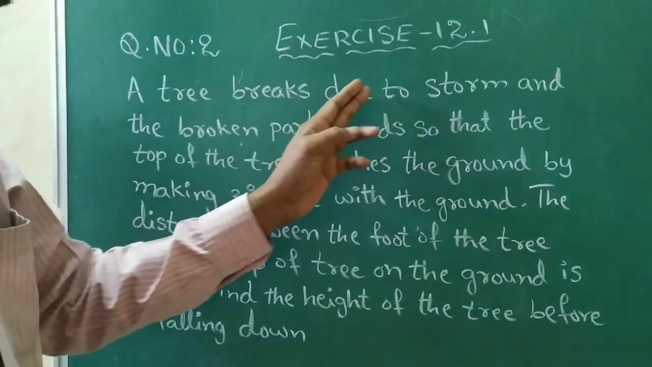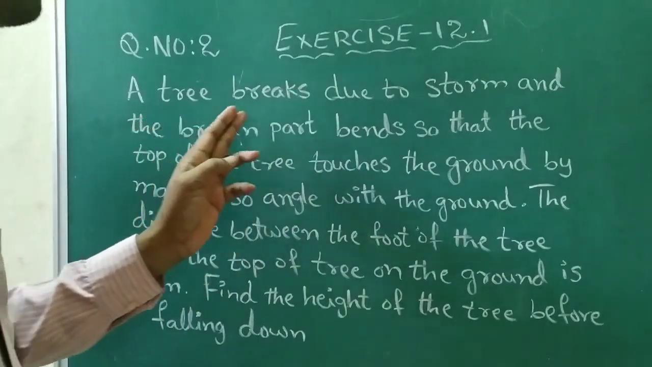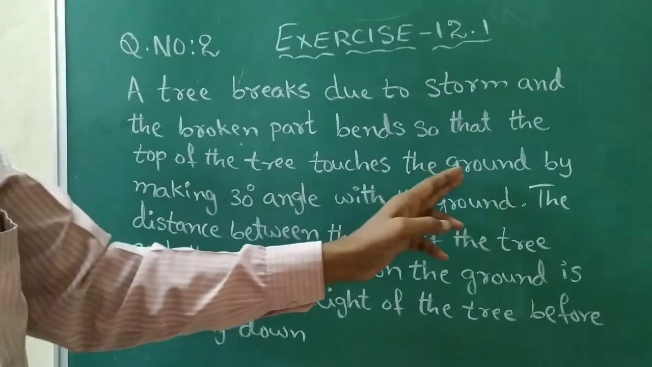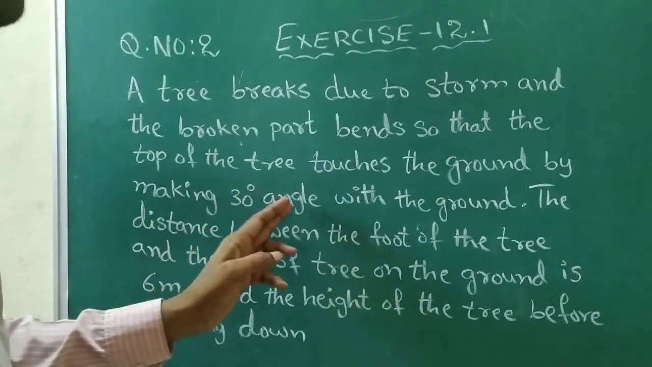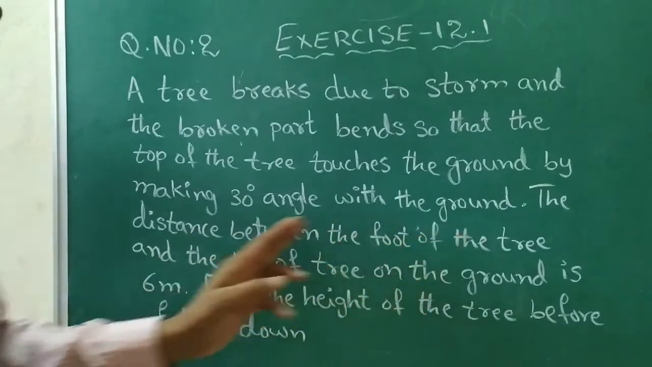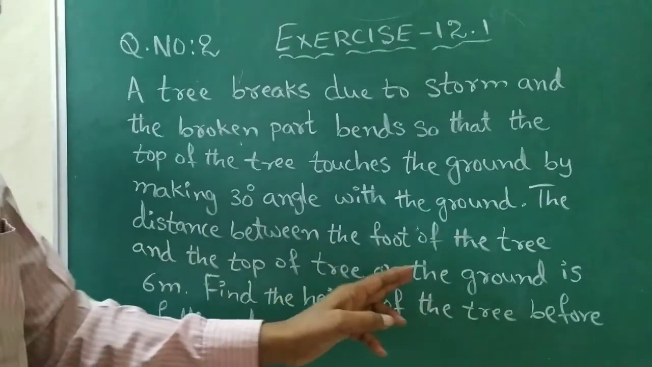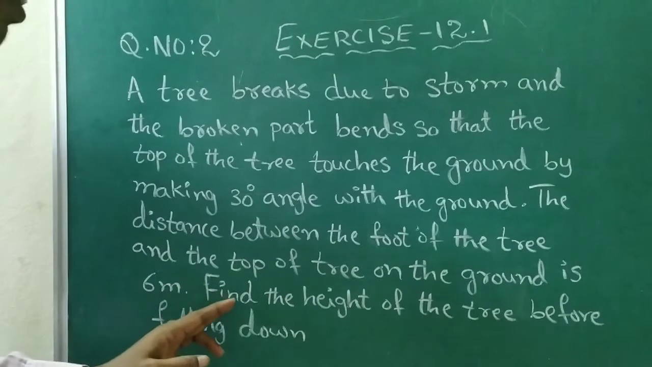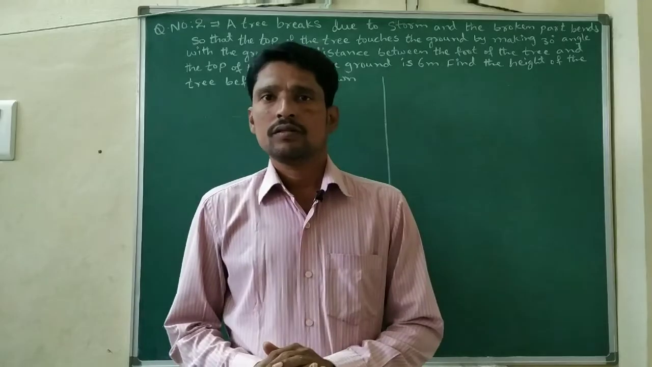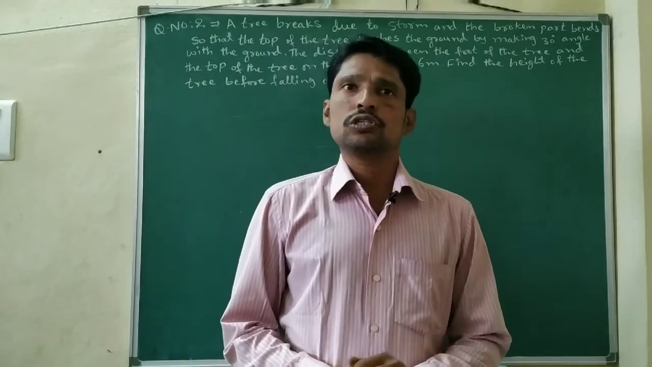A tree breaks due to the storm and the broken part bends so that the top of the tree touches the ground by making a 30 degrees angle with the ground. The distance between the foot of the tree and the top of the tree on the ground is 6 meters. Find the height of the tree before falling down. Let us see the solution.